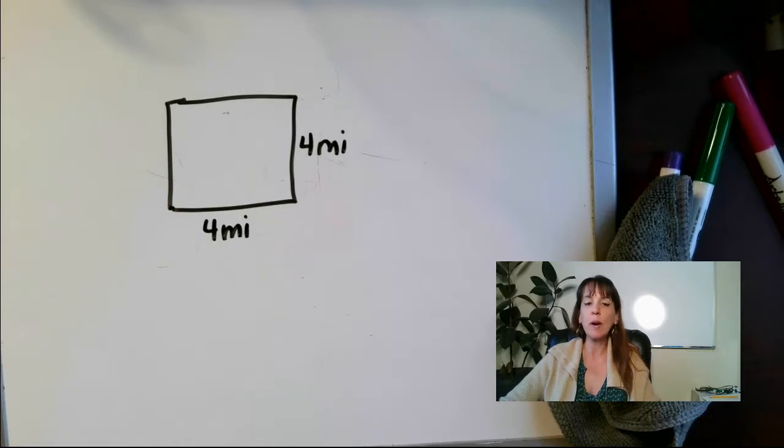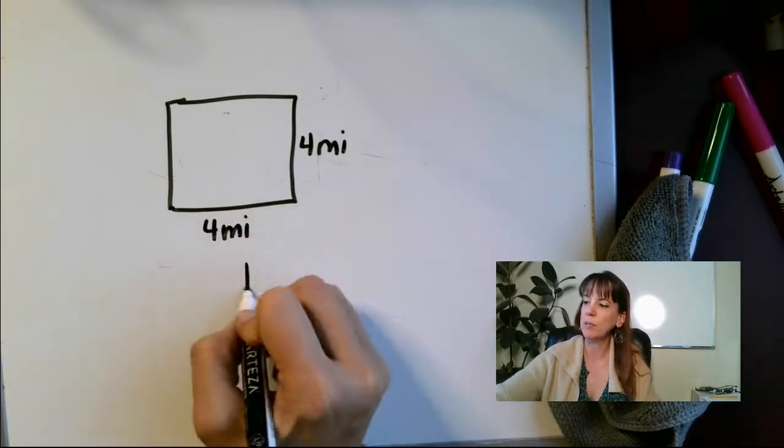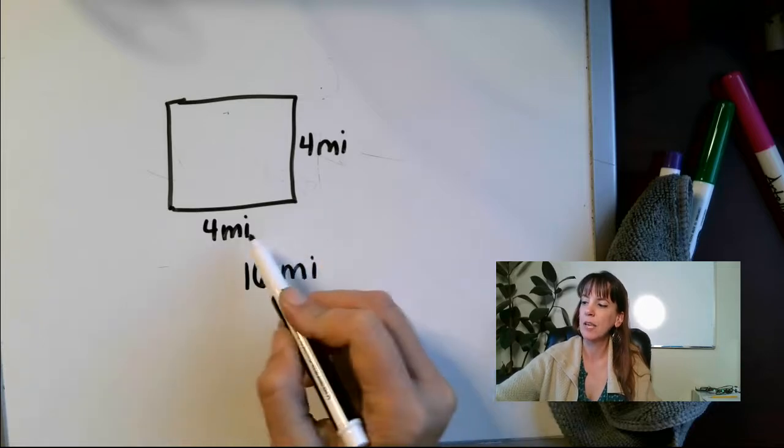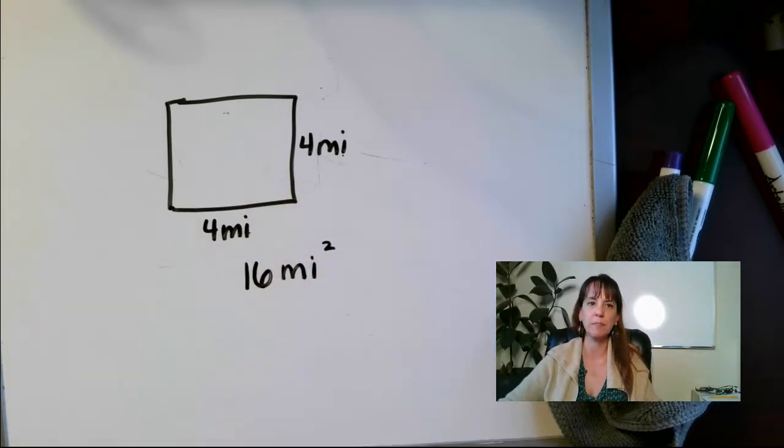How many square miles is that? Well, we take 4 times 4 and we get 16 miles, and miles times miles gives us miles squared. Okay, miles squared. Excellent.